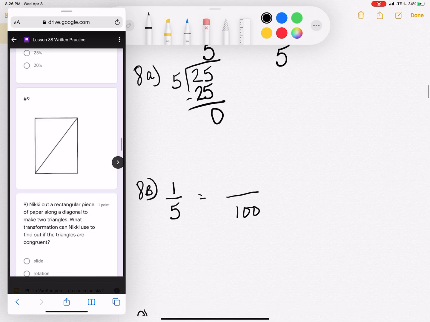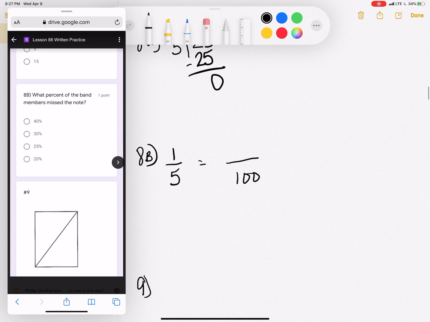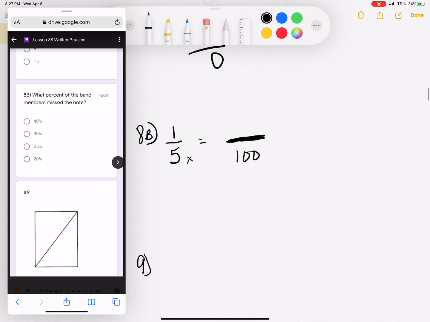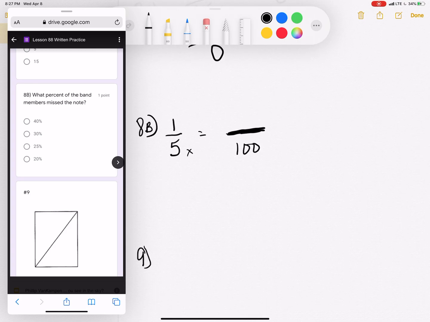Now, what percent of the band members missed the note? We talked about this a little bit. Make your fraction equivalent to a fraction with a denominator of 100. And then your numerator is the percent. So what times 5 is 100? 20 times 5 equals 100. So for equivalent fractions, do the same to the top and the bottom. 1 times 20 is 20. That means 20% of the band members missed the note.